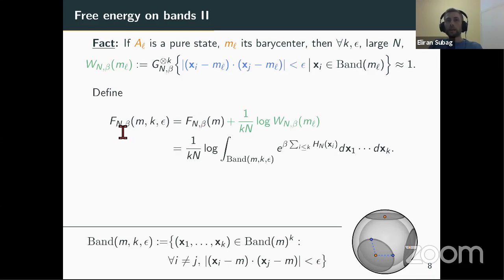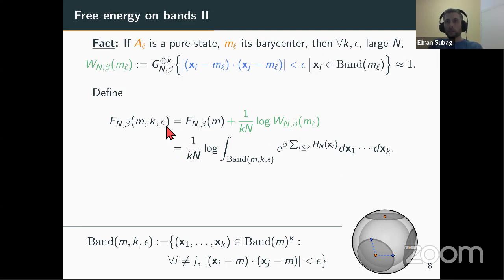Now I want to define a new free energy, which is this old free energy, just the free energy on the band that we saw before. And I want to add this term, log 1 over kn log of w. And this is a penalty term. Because it's the log of some probability, it's going to be non-positive. So for some points, like the barycenters, it will be roughly 0. And for some other points, it will reduce the value. And so it will help me look at a smaller set of points.